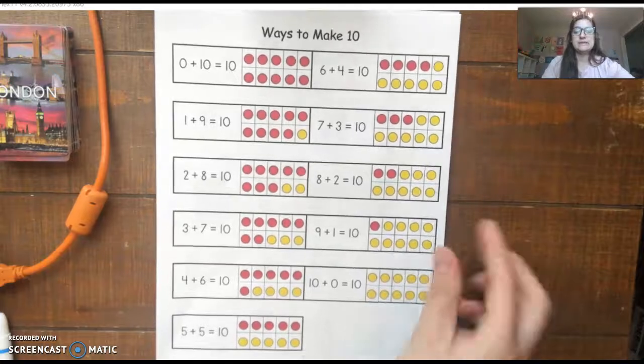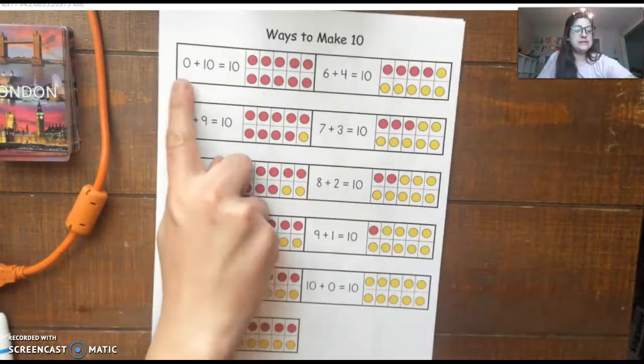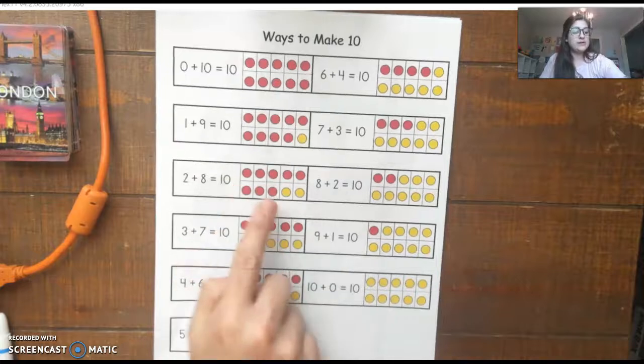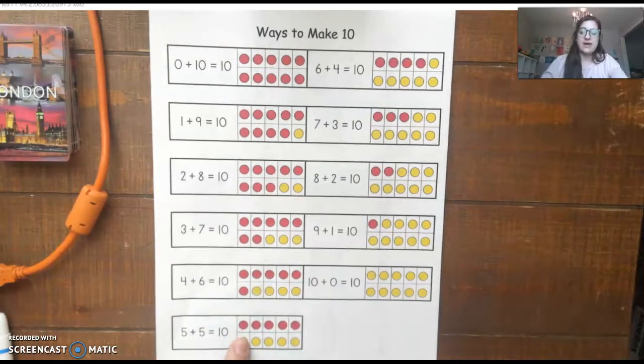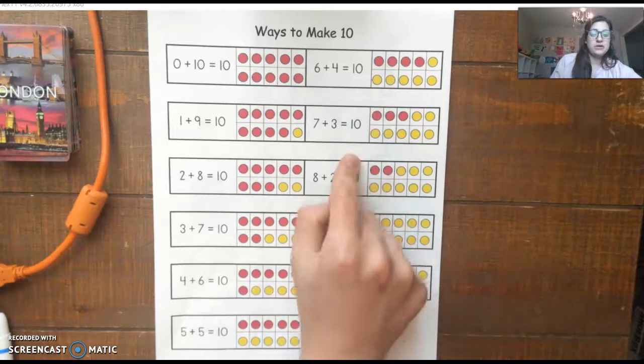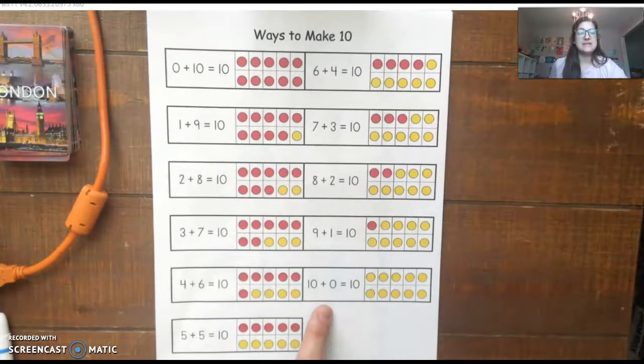We have the ways to make 10 strategy. Remember, there are 11 ways to make 10. 0 and 10, 1 and 9, 2 and 8, 3 and 7, 4 and 6, 5 and 5, 6 and 4, 7 and 3, 8 and 2, 9 and 1, 10 and 0.